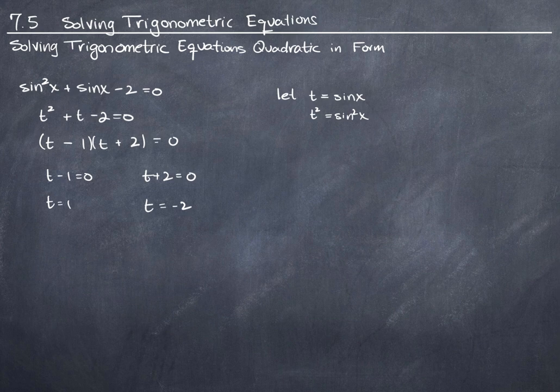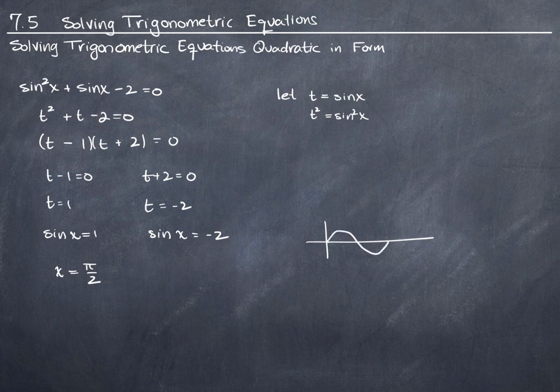But the thing is, we weren't asked to solve for t here. We were asked to solve for x. x is the variable in my problem. So I have to go back here and replace this t and this t with the sine of x. So I'll rewrite these as the sine of x equals 1 and the sine of x equals negative 2. Now the sine of x equals 1 at pi over 2. So here I'm going to have x equals pi over 2. Easy peasy.